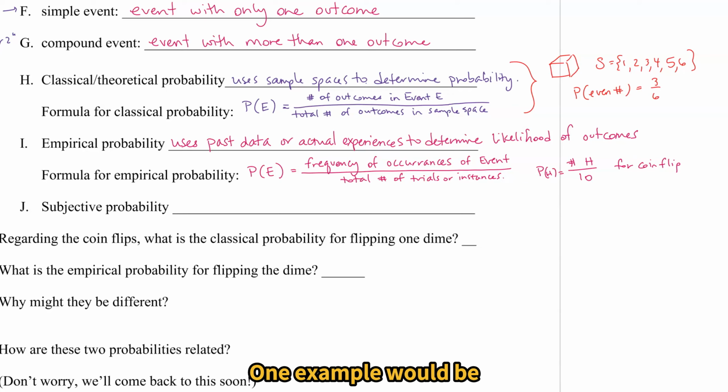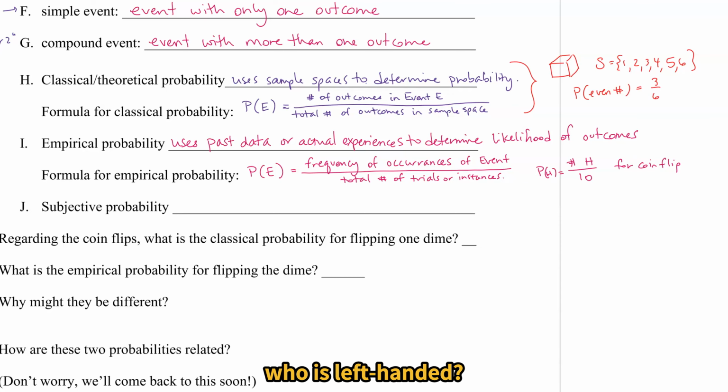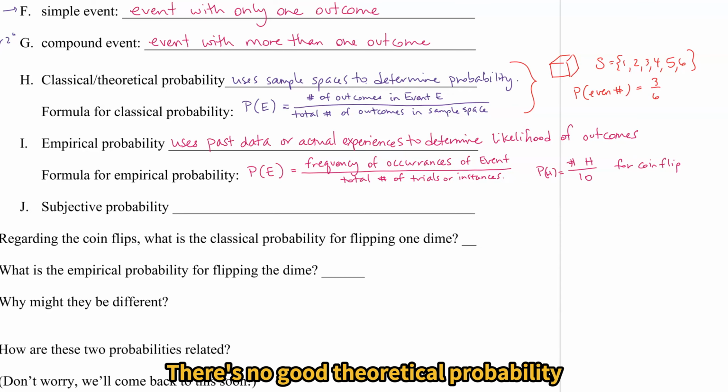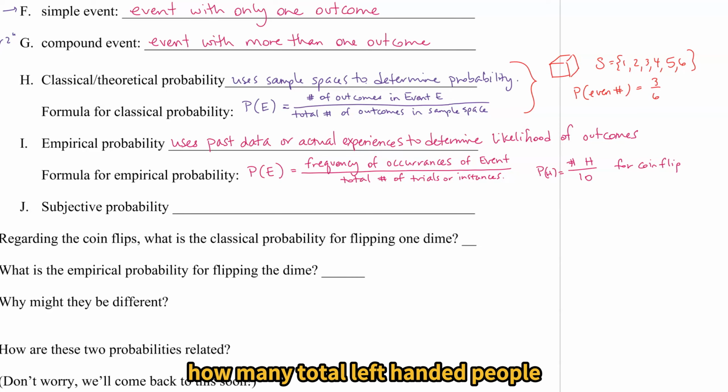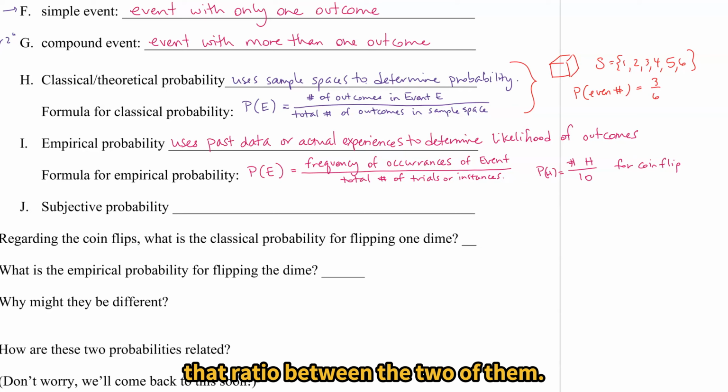One example would be, what is the probability of a person selected at random who is left-handed? There's no good theoretical probability construct to determine left-handedness. So we rely on empirical probability. How many total left-handed people do we have out of this group? How many total people are in the group? And that would be our empirical probability, that ratio between the two of them.